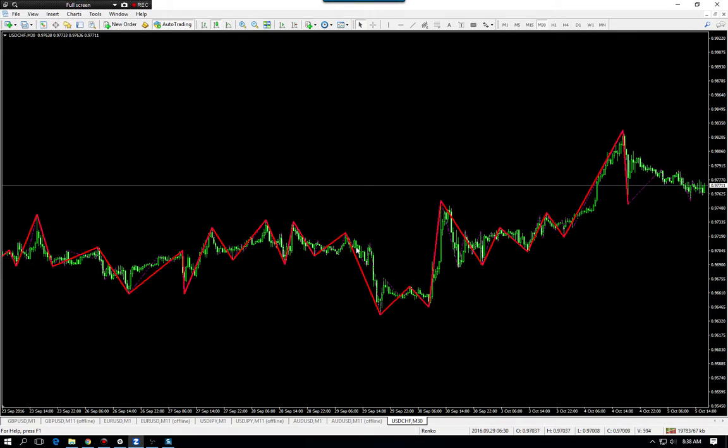Now, the market here is ranging. Ranging means it's flat and just moving up and down. So here, and let me draw little lines.